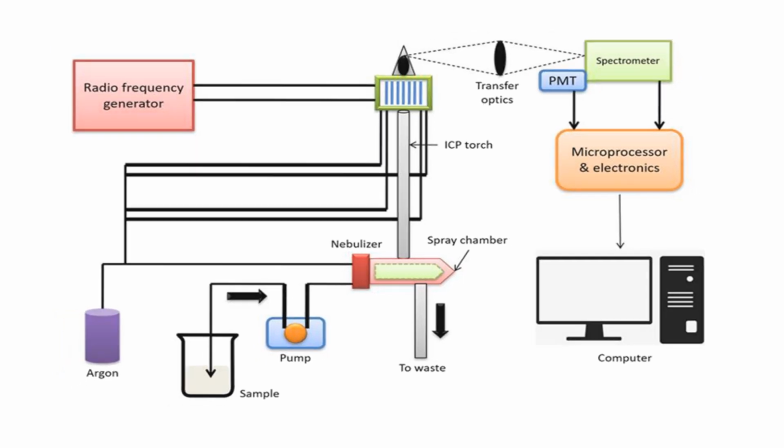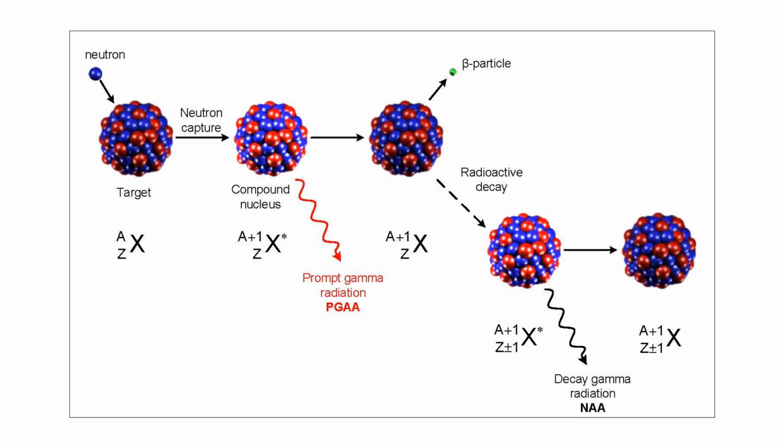Neutron activation analysis, NAA. NAA involves irradiating a sample with neutrons to induce nuclear reactions that result in the formation of radioactive isotopes. By measuring the decay of these isotopes, the elemental composition of the sample can be determined.